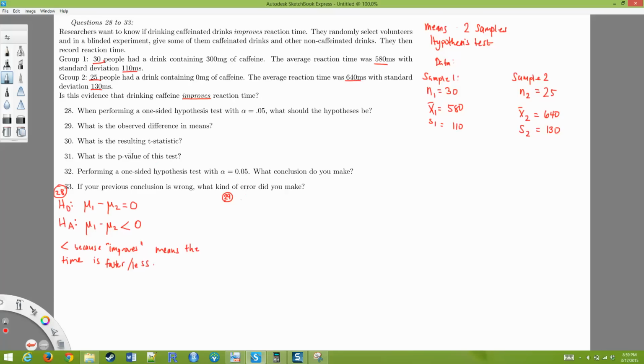Okay, 29. What is the observed difference in means? Well, that's going to just be x bar 1 minus x bar 2. So I'm going to do 580 minus 640, and I get negative 60 milliseconds, or just negative 60, that's fine.